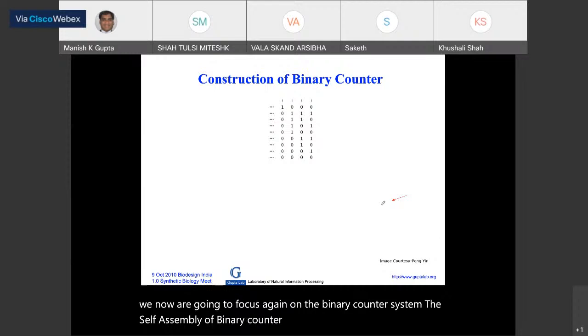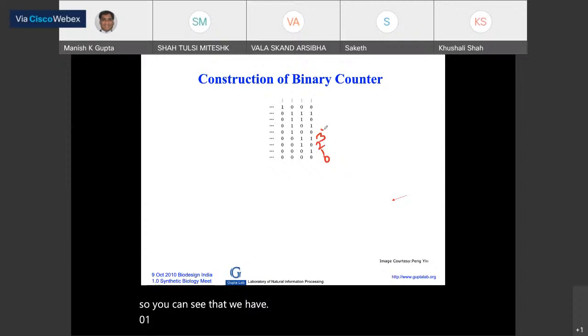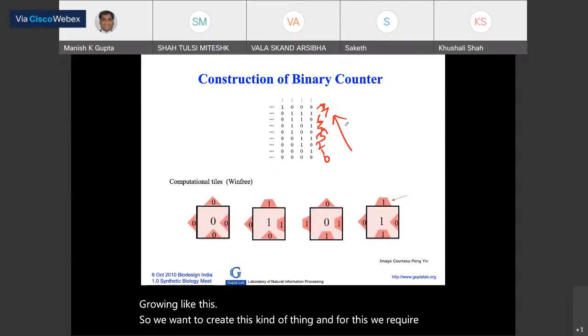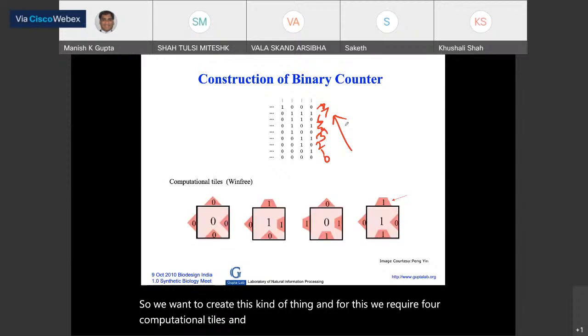We want an array of this kind, so you can see that we have 0, 1, 2, 3, 4, 5, 6, 7, 8, growing like this. So we want to create this kind of thing, and for this we require 4 computational tiles, 1 seed tile and 2 frame tiles. These are the types of tiles. There is an enough supply of these tiles. So 7 types of tiles you require.